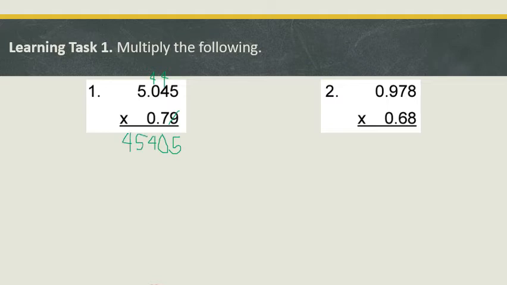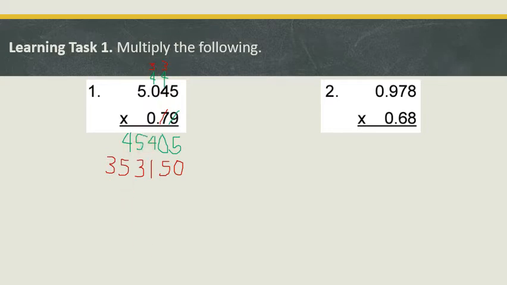Then, doon naman tayo sa 7. So, 7 times 5. So, lagyan muna tayo 0. 7 times 5 is 35. So, carry 3. 7 times 4 is 28. Plus 3 is 31. So, carry 3. 7 times 0 is 0. Plus 3 is 3. And 7 times 5 is 35. Okay, so since 0 naman itong nasa unahan, so 0, 0, 0 lang naman din yan.